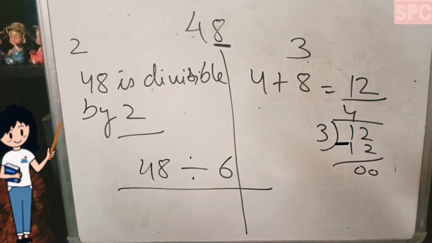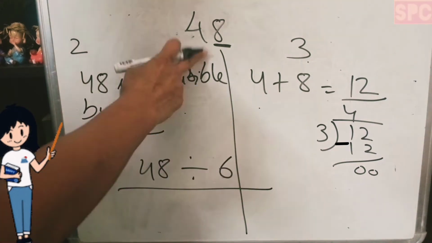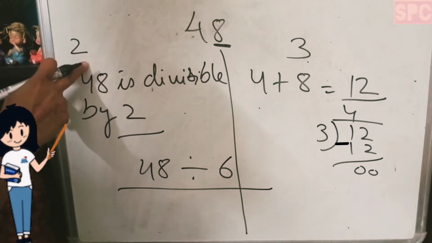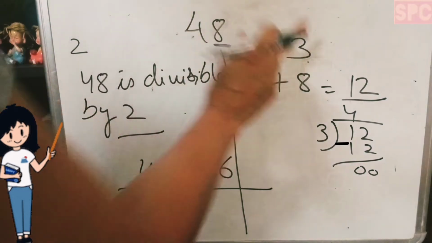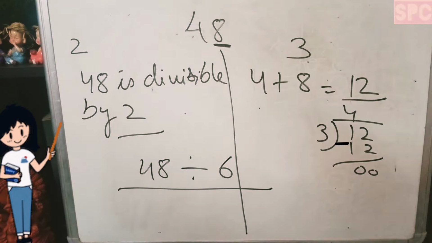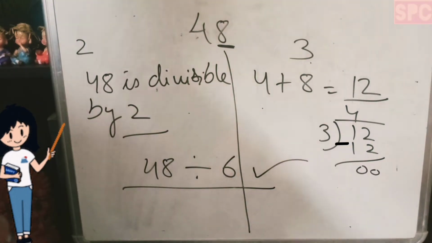So in this way, any number that is given to you, you just have to check whether that number is divisible by 2 and it is divisible by 3 as well. If it is divisible by both the numbers, then that number will surely be divisible by 6.